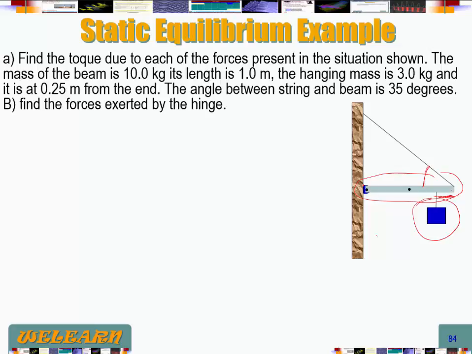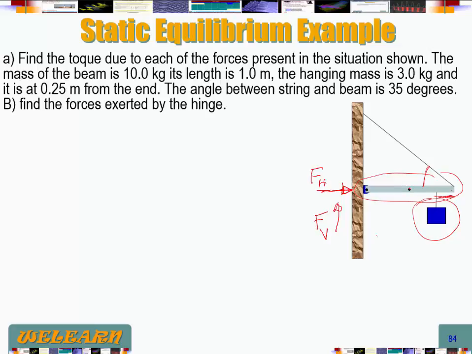Now, what are the forces acting on the beam? We have the pivot acting on it with a force. For simplification, we break that force into two forces. One force, we say, is a horizontal force, along the horizontal like this. And the other force on the pivot, we call a vertical force, F vertical. Now we have these two forces exerted on the beam due to the pivot.